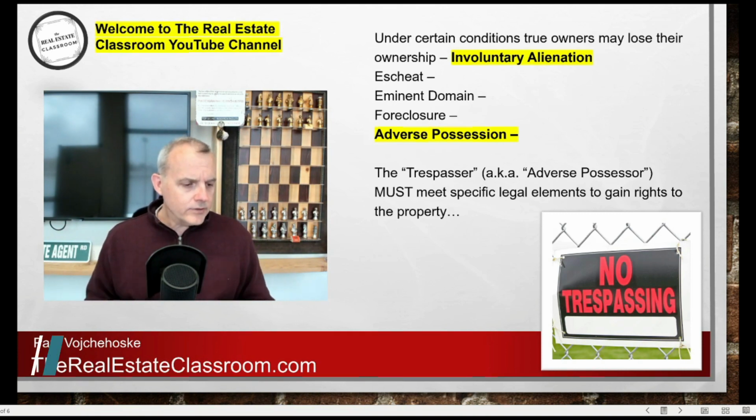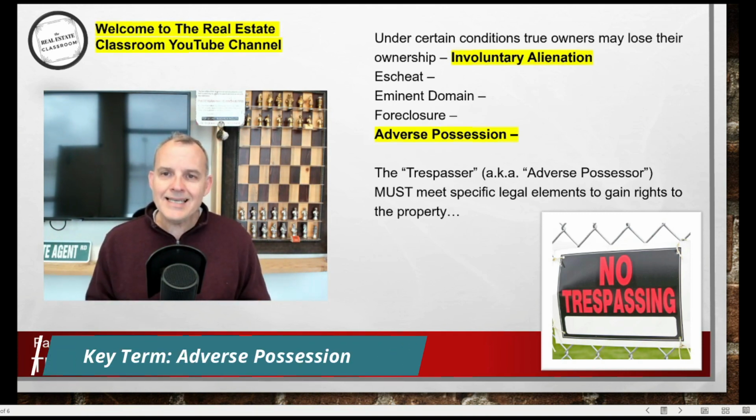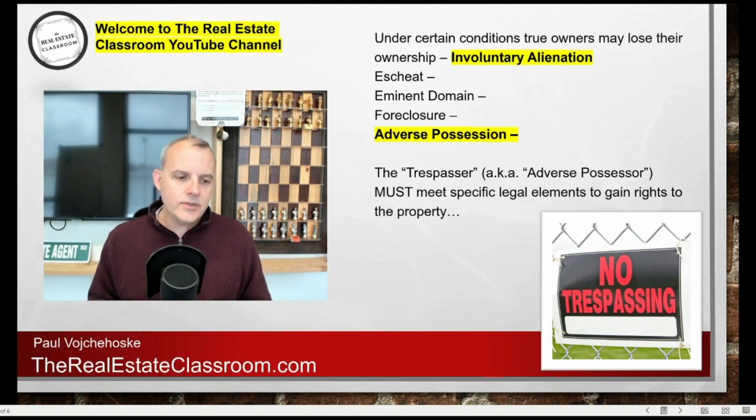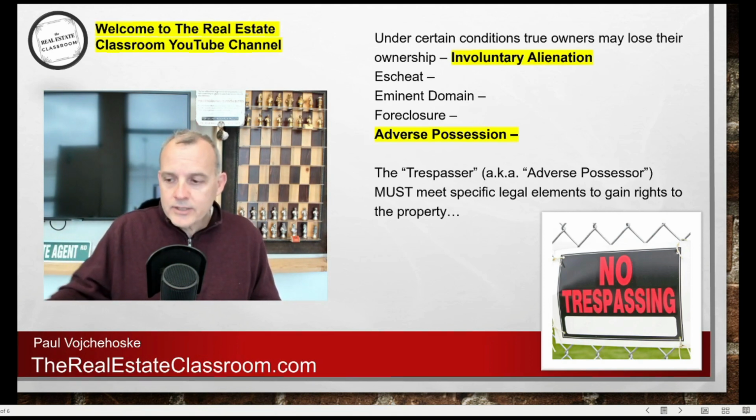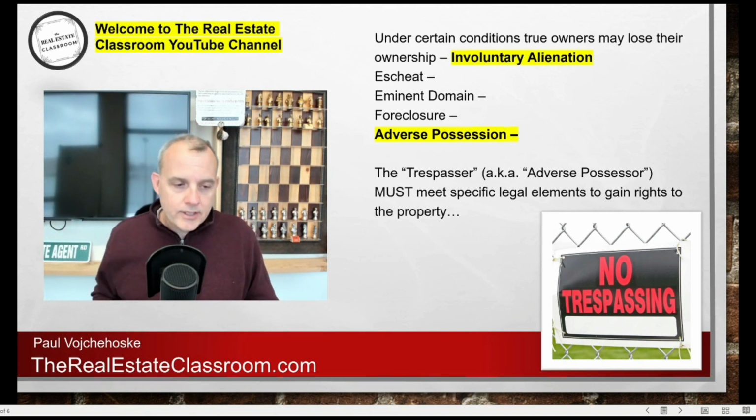Now, adverse possession is what we know as involuntary alienation. It's a key real estate term that you have to know as well. But basically, it means that under certain circumstances, an owner of a piece of property can lose their property against their will. It's not like they're voluntarily selling the property as we would see with voluntary alienation. This is where an event happens where that true owner loses their ownership interest in that property.